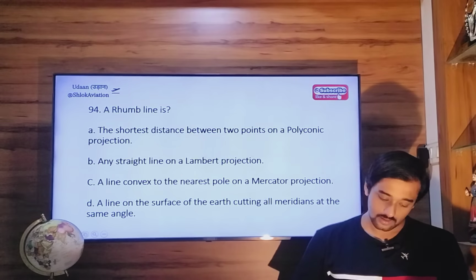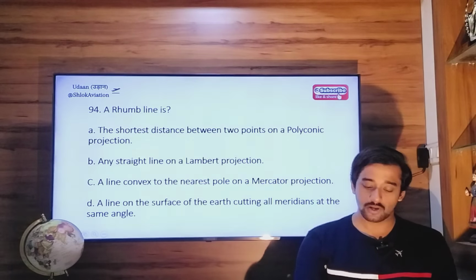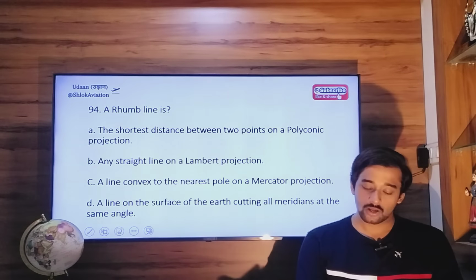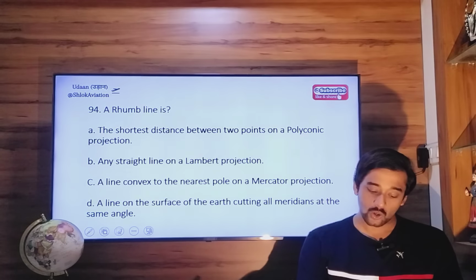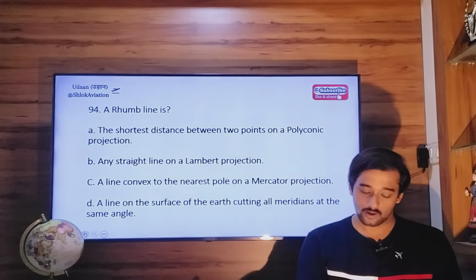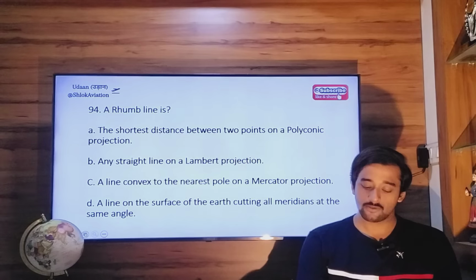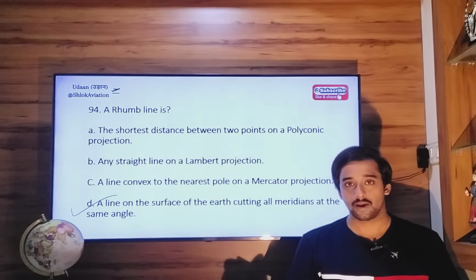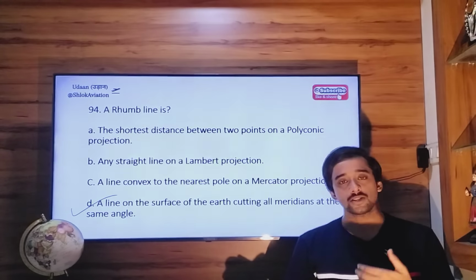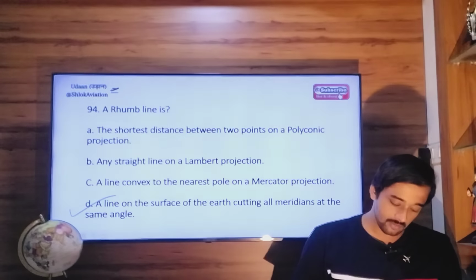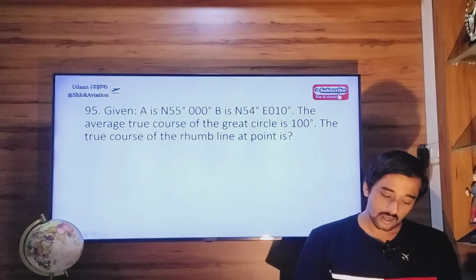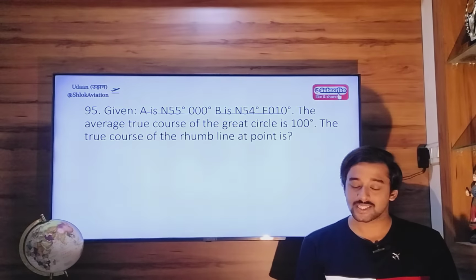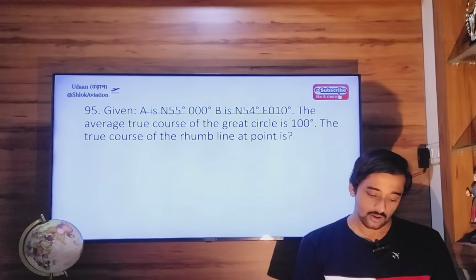Next. A rhumb line is the shortest distance between two points on a polyconic projection. Any straight line on a Lambert's chart. A line convex to the nearest pole on a Mercator. A line on the surface of the earth which cuts all meridians at the same angle. So Delta. By definition, a rhumb line is a line which crosses all meridians at the same angle. Alpha is given, Bravo is given. The average true course of the great circle is 100. What is the rhumb line?